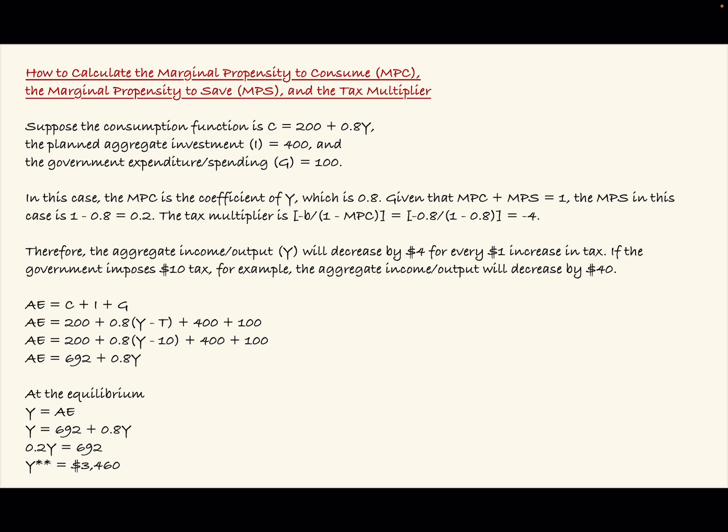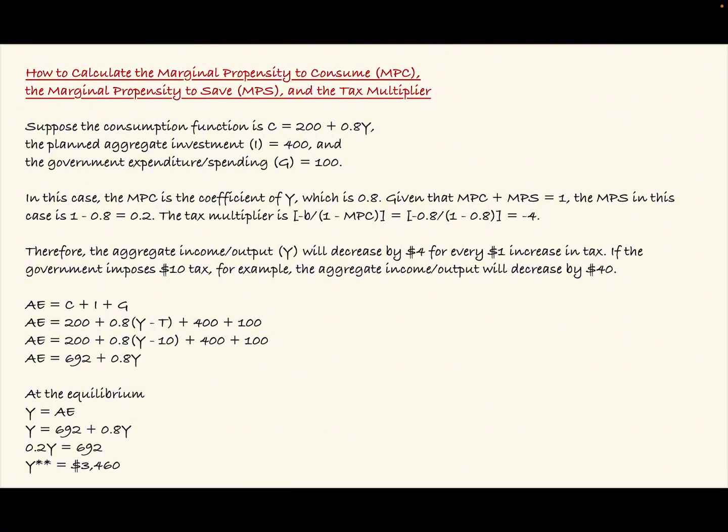Remember that aggregate expenditures equals C plus I plus G, or aggregate consumption plus planned aggregate investment plus government expenditure or spending. After substituting our consumption function, 200 plus 0.8y, we include the imposition of a tax. Therefore, we have 200 plus 0.8 times y minus t plus 400, which is our value for planned aggregate investment, plus 100, our value for government expenditures or spending.